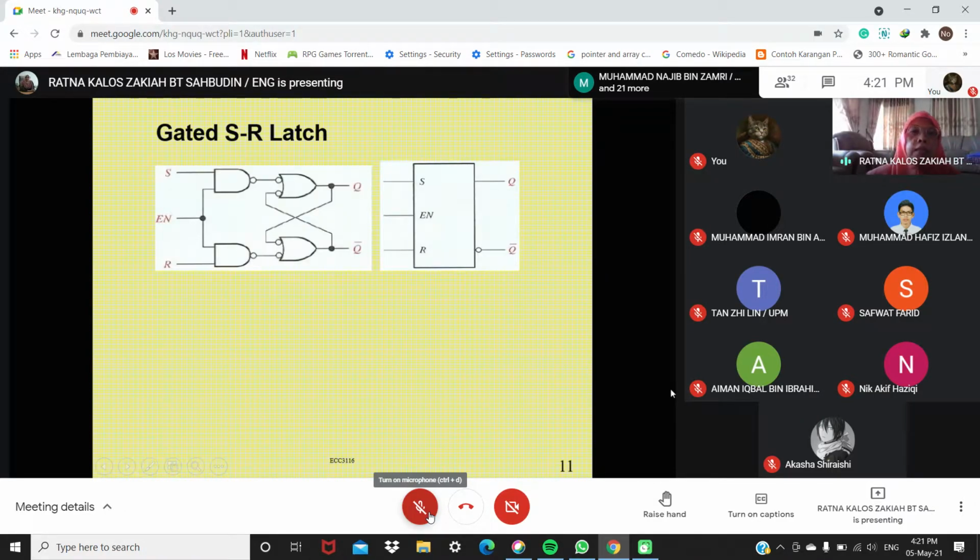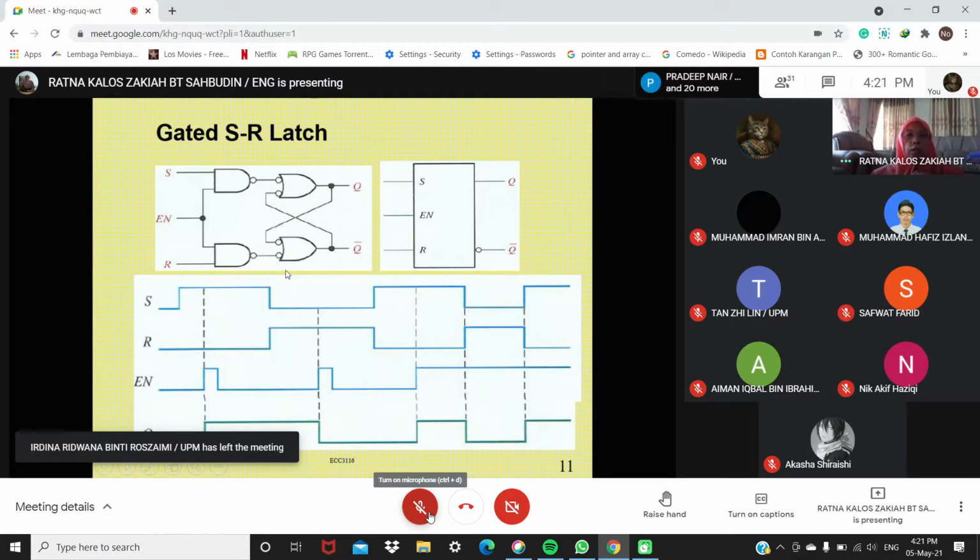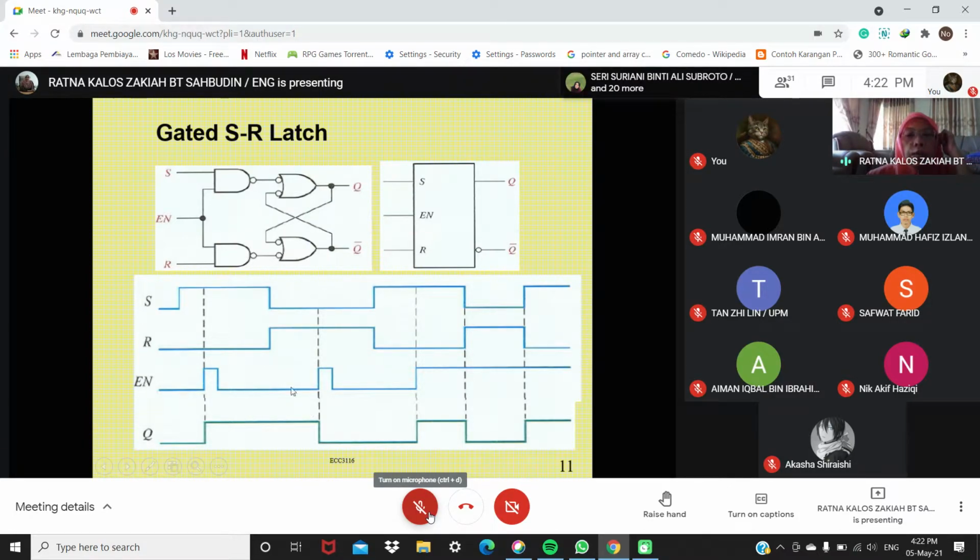Okay, now gated SR latch. Look at the symbol here. This is the symbol. You have S, R, enable here, and then look at here, you have an extra circuit here, NAND gate. So this is easy for you because you already have the inputs and the outputs given here.